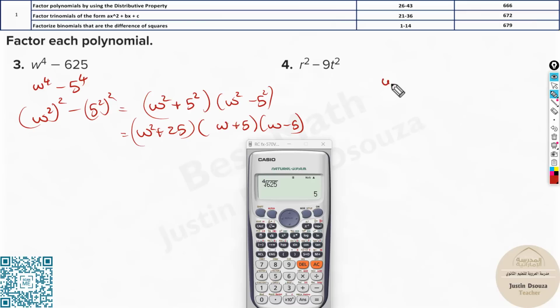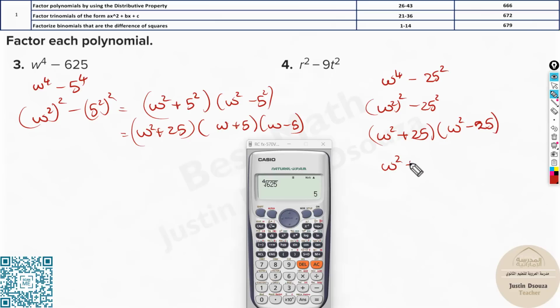That is w to the power 4 minus, 25 squared is 625, right? So I'll write it like this. Here only at the left side I will change: w squared the whole power 2 minus 25 the whole squared, and then I split it out. It'll be w squared plus 25 and w squared minus 25. And then this doesn't change. See, we don't have to split it again. Already we got this simplified here, but this one we know is 5 squared, right?